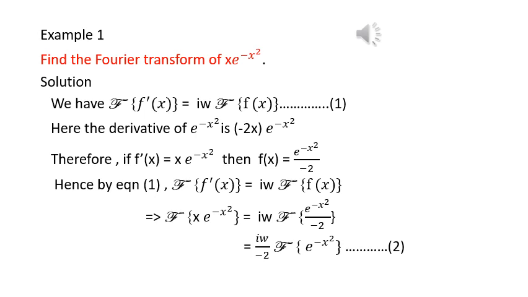So, from equation 1, we can write Fourier transform of f dash of x, which is x into e raised to minus x square, is equal to I omega into Fourier transform of f of x, that is e raised to minus x square the whole divided by minus 2. Now here 1 by minus 2 is constant, so that can be taken outside. So the last step becomes I omega divided by minus 2 into Fourier transform of e raised to minus x square. Now we need to find the Fourier transform of the function e raised to minus x square. Let us see that in the next slide.